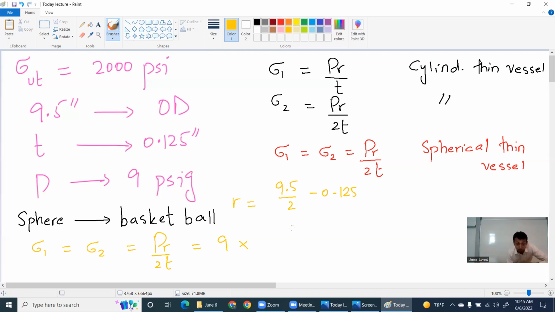9.5 divided by 2 minus 0.125. Do the number crunching and we will proceed to the next example. 4.625 divided by 2 into T.